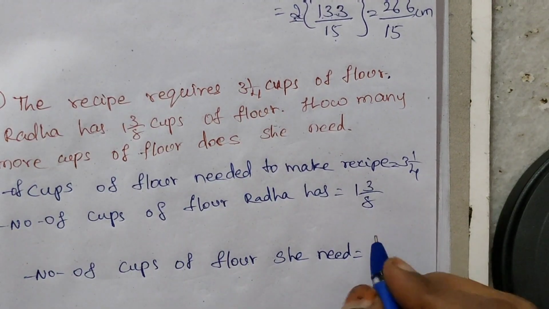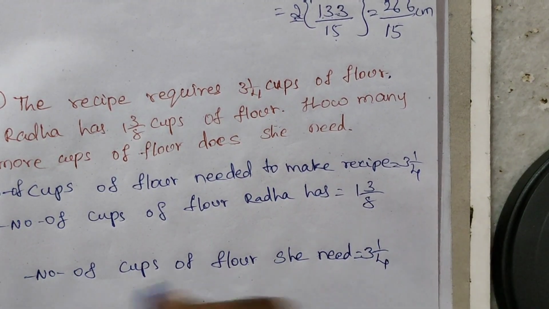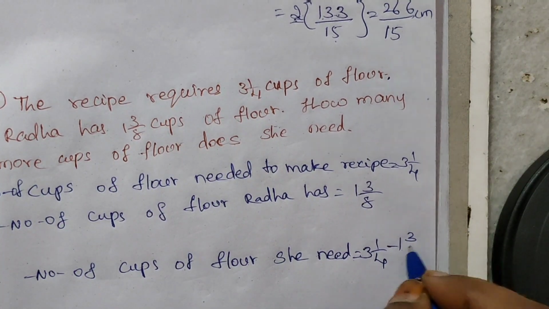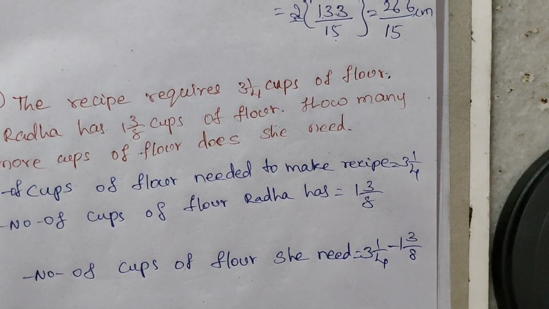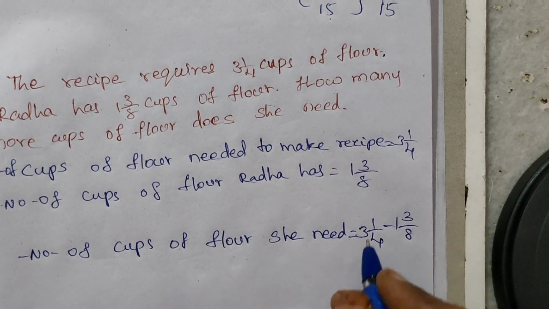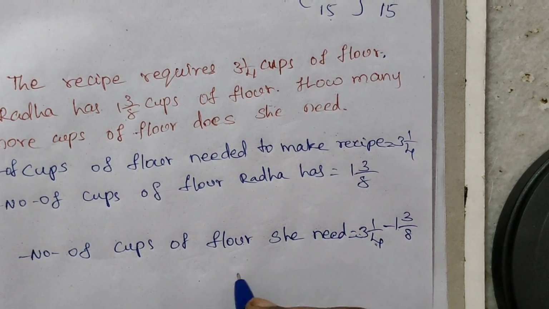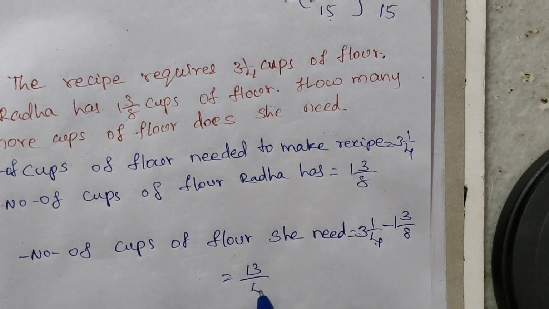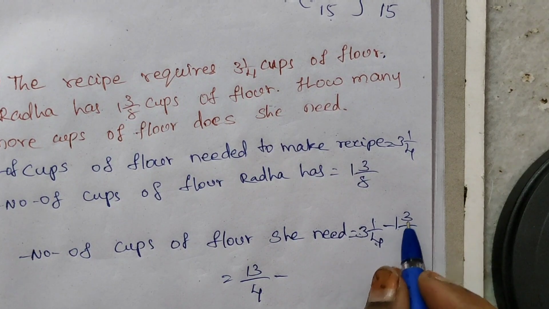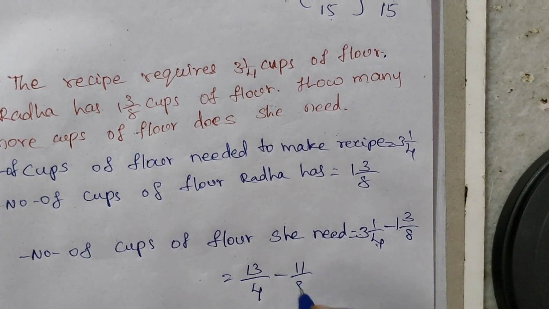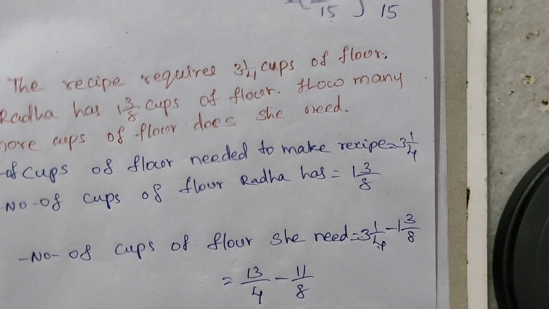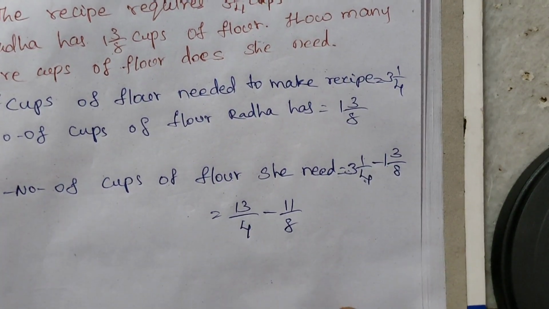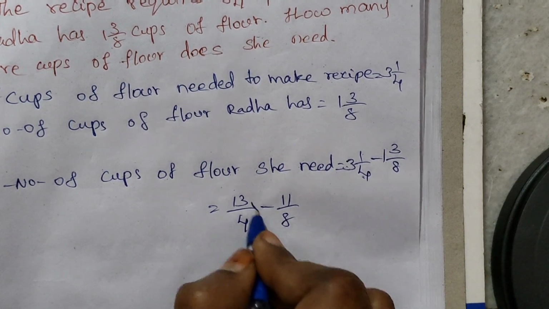So, number of cups of flour she needs is equal to 3 1 by 4 and Radha has 1 3 by 8 cups of flour. So subtract these two, you'll get the answer. 3 4s are 12, 12 plus 1, 13 by 4, minus, 8 1s are 8, 8 plus 3, 11. Here 13 by 4 minus 11 by 8. They are not like fractions. So first convert them into like fractions.